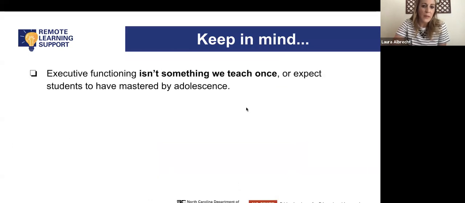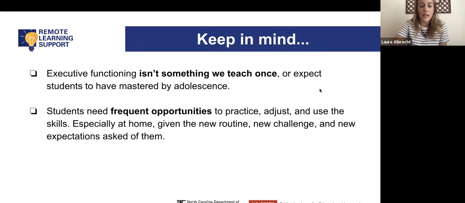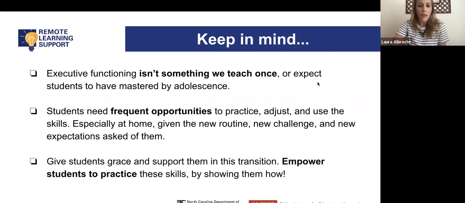Just as we wrap up, keep in mind that this is something that we are fluidly teaching and continuously modeling and reminding students, giving them opportunities to practice, maybe even showing them our own home routine. So doing a little video on your setup at home, how you do your work, how you're organizing your day. But then really just empowering students to practice, giving them grace and supporting them in this transition, because we know that they miss you, you miss them, and they want to do well. They still want to succeed. However we can support them in this transition will be the most beneficial to them.